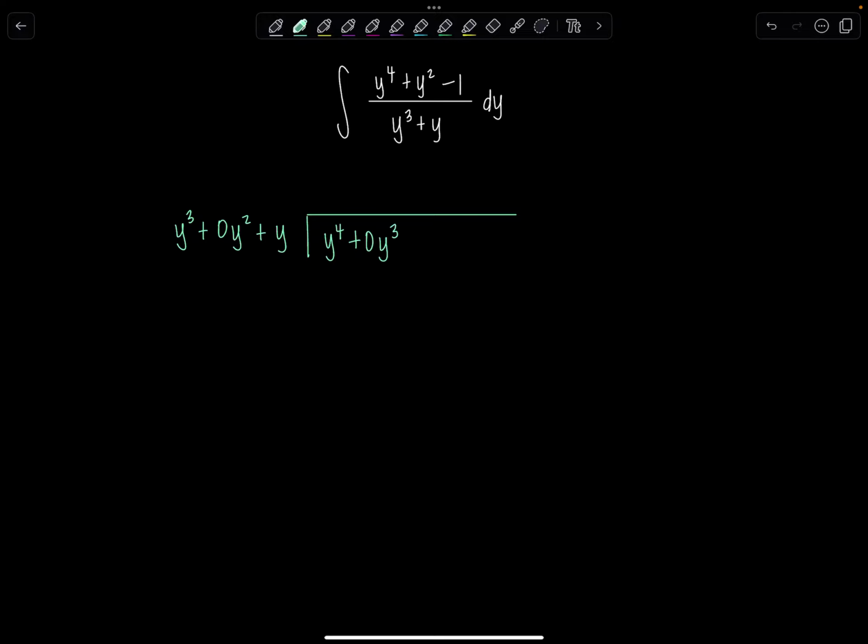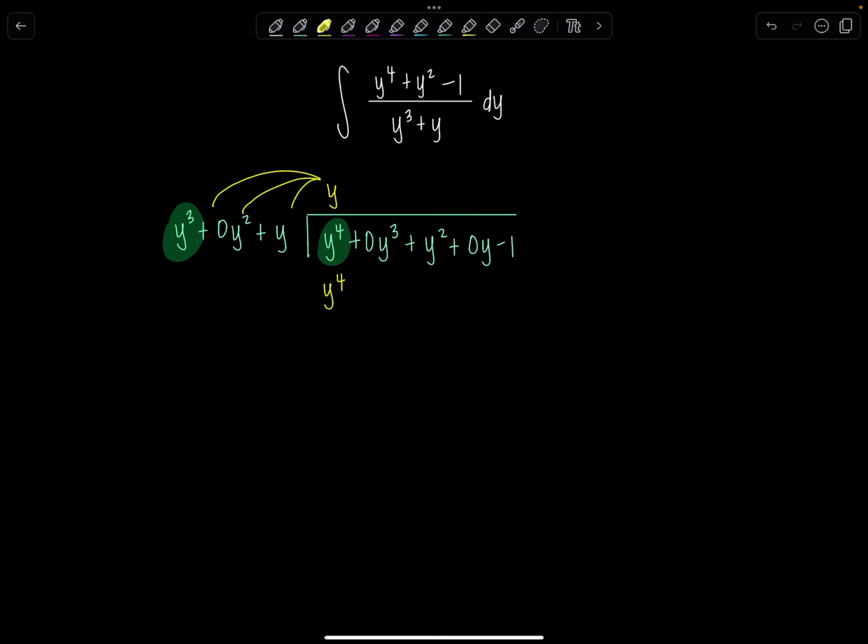Let me put 0y cubed. I need a placeholder there, plus 1y squared plus no y's minus 1. And then just pay attention to the leading term. So what do I multiply y cubed by to make it y to the fourth? Just y to the first, and I distribute that to the divisor, write it underneath.